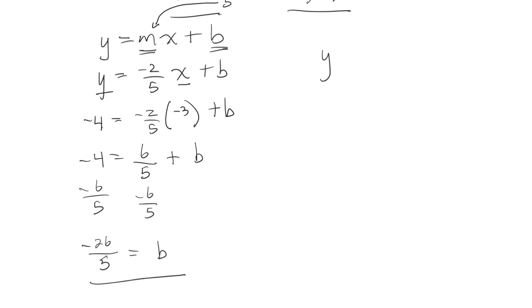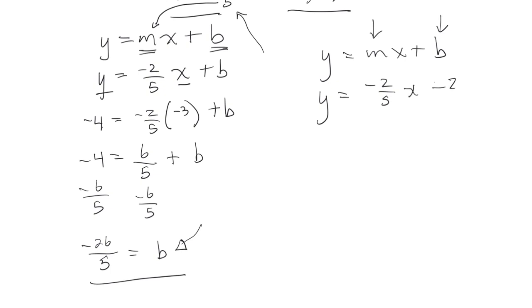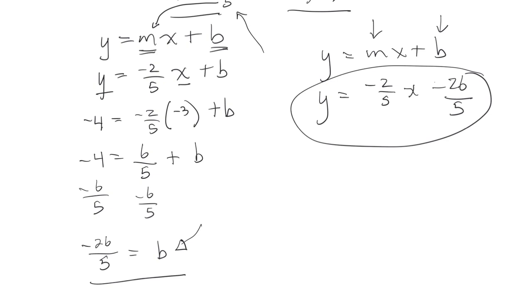Now to write my equation, it's supposed to look like this, and all I need is a slope and a y-intercept. They gave me a slope in the first place, and I just found the y-intercept. So I just plug those things in: negative 2/5 for the slope, and the y-intercept, negative 26/5. So that would be my slope-intercept equation that satisfies the slope and that point.